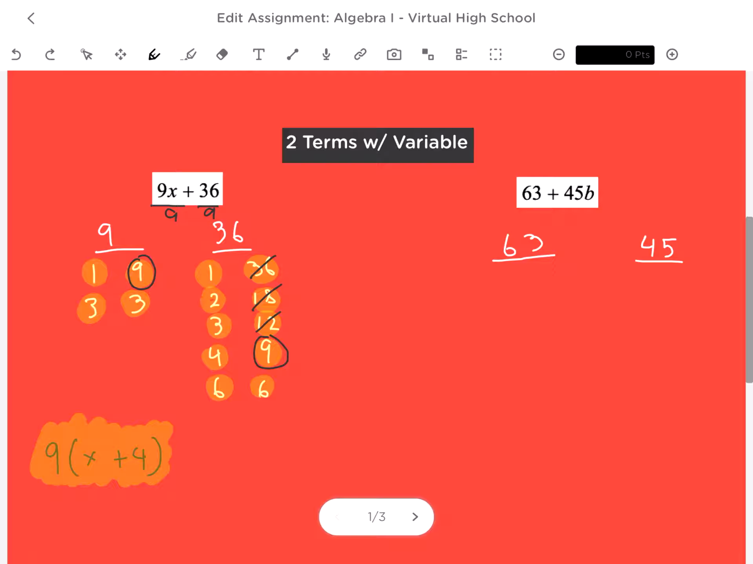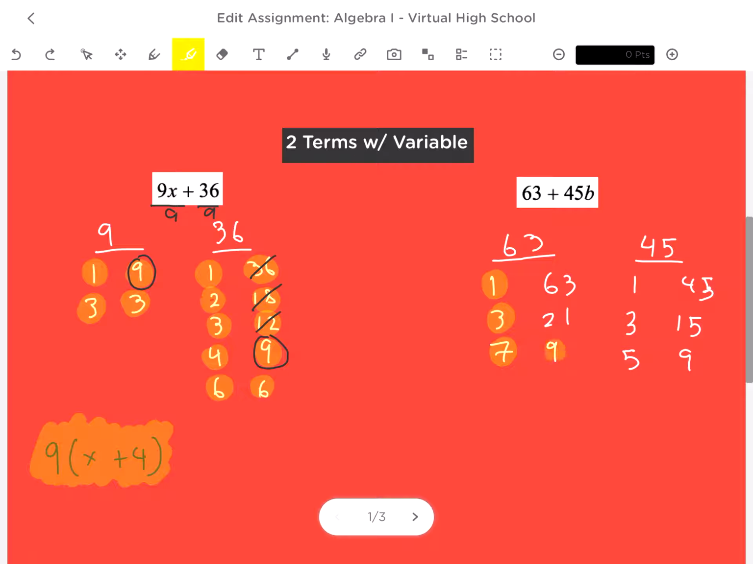All right. So 1 and 63. 2 does not work. Don't need that. 3 and 21. 4, 5, 6, 7. 7 works. 7 and 9. Okay. And for 45, that's 1 and 45. 2 doesn't work. 3 and 15. 4, 5, and 9. 6, 7, 8 don't work. Okay, so those are all my factors.